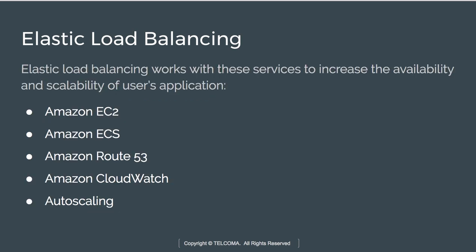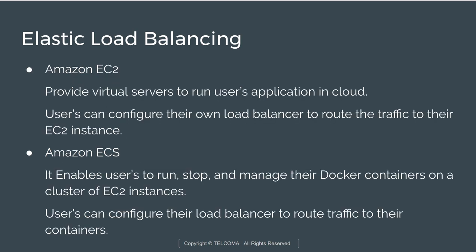Now, elastic load balancing works with these services so that availability and scalability can be increased. What are the services? We have Amazon EC2, Amazon ECS, Route 53, CloudWatch, and autoscaling. Amazon EC2, Elastic Compute Cloud, provides virtual servers so that users can run applications in the cloud. We can configure the load balancer and route traffic to the EC2 instances.